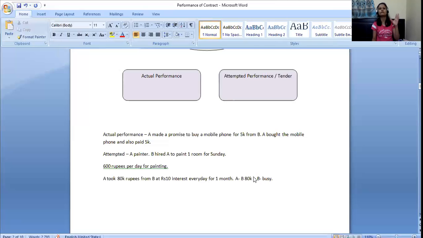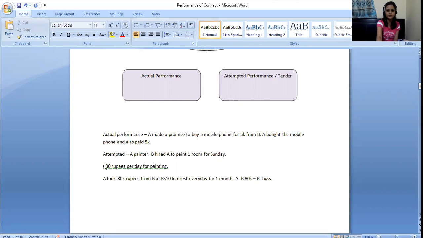So it is said that once the person has made an attempt to perform and he could not perform because of the other person's fault, any kind of interest will not be imposed on this person after that particular point of time. So after 1 month, if he comes to return the money, we do not accept it, he will not be liable to pay interest after that particular point of time.